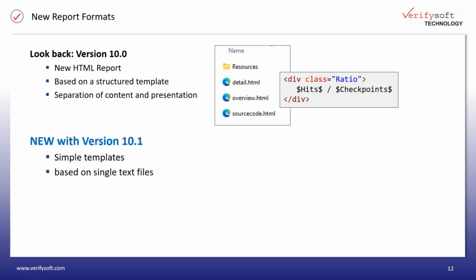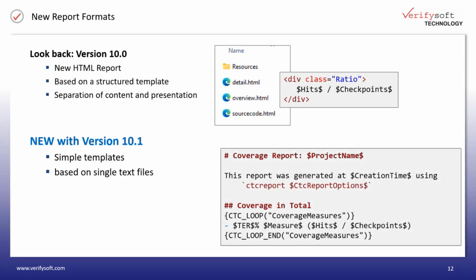And now with version 10.1, we make something more simple. So we started with a complex feature, and now we make a simpler feature. We are offering single file text templates: no resources, no detail overview logic. Only one file is a template, more or less the same template language. I have an example here. It's from the package we deliver with version 10.1.